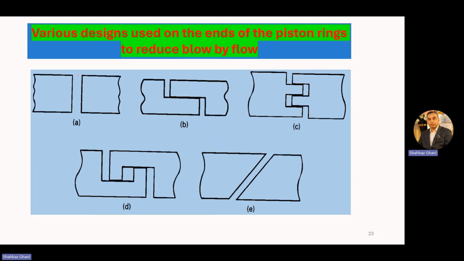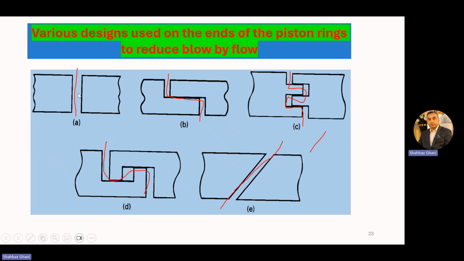So this is the gap here, from where gases can escape, in this shape, or in this shape like this, or from this shape. Now, due to the shape of the piston, this gap is known as butt gap, B-U-T-T, butt gap.